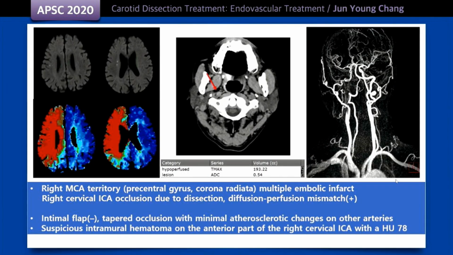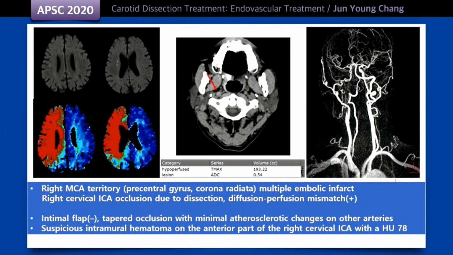MRI revealed right MCA territory multiple scattered infarcts and right cervical ICA occlusion. The calculated volume of infarct core was 0.54 milliliter, and the volume of ischemic penumbra was more than 190 milliliter, which indicated a huge diffusion-perfusion mismatch.